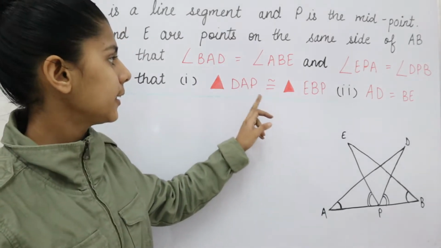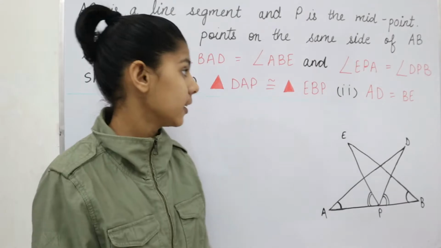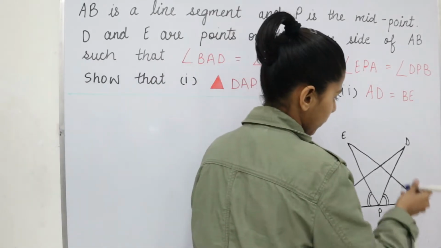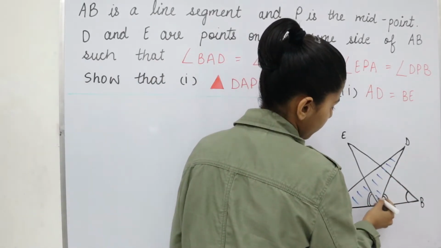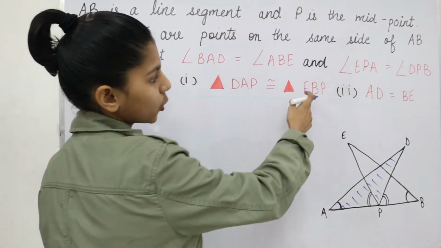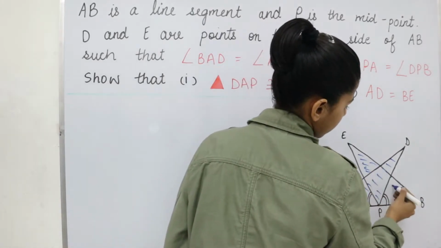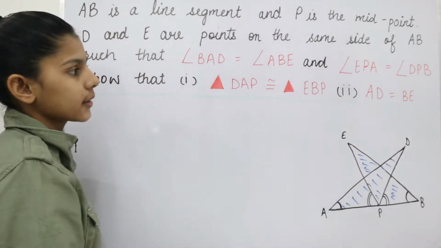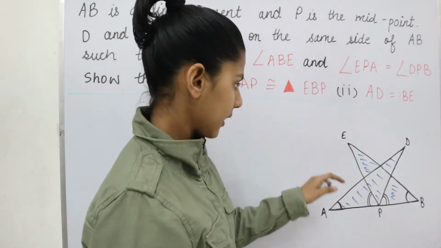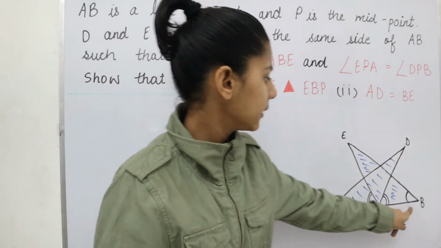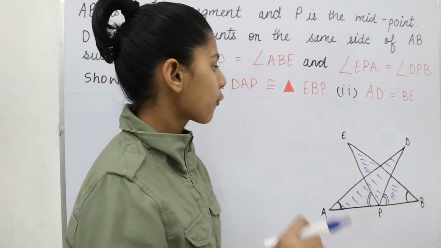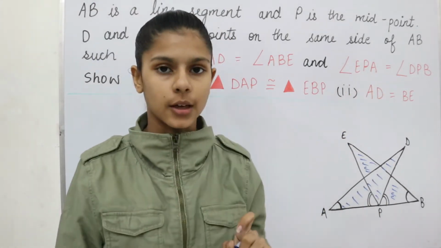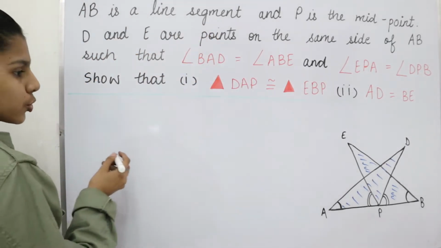First part is to show that triangle DAP is congruent to triangle EBP. DAP is this triangle which I have marked in blue completely, and EBP means this triangle. So we have to prove them congruent, this one and this one. And the second part is we have to prove AD is equal to BE. AD is this line segment and BE is this line segment. So we have to prove them equal. First we will prove these both triangles congruent and then we will prove them equal. For that, we will start the solution from here.